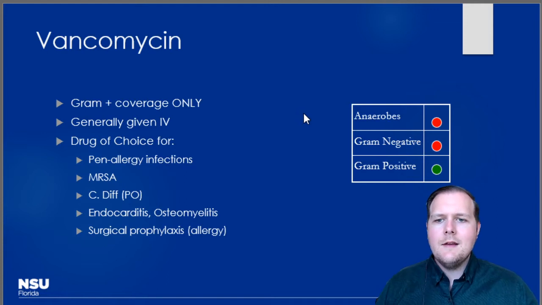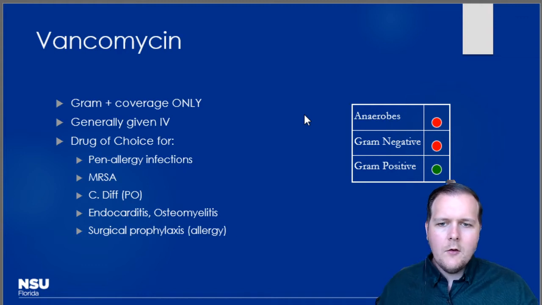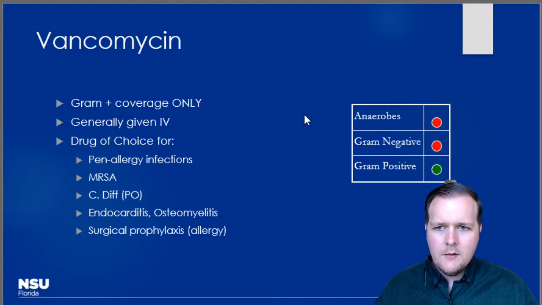Now, vancomycin itself is fairly specialized in what it works for. Even though we saw it being used all the time, or you will see it being used all the time, that is for a very specific purpose. This covers gram-positive bugs only. It doesn't get anaerobes. We'll talk about one notable exception to that. And it also does not cover gram-negatives. This is really only given for gram-positives.